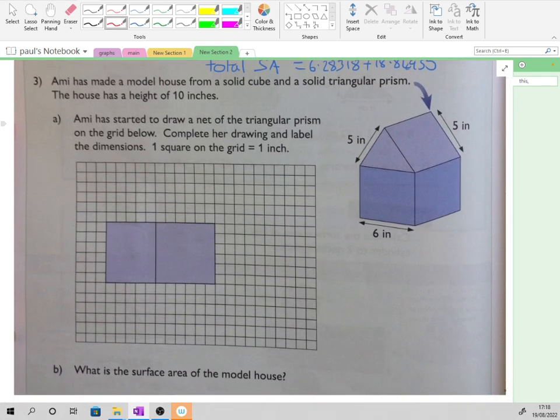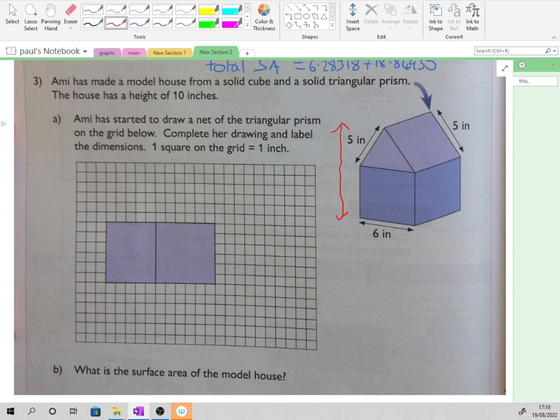Oh no, look what's going on here. Amy has made a model of a house from a solid cube and a solid triangular prism. So the prism bit's stuck on the top of the cube. The house has a height of 10 inches. Oof, 10 inches. How's that going to help us? That's going to help us with something, yeah? Amy has started to draw the net of a triangular prism on the grid below. Complete her drawing and label the dimensions. So this is a cube, so all of this is cube, cube, cube.